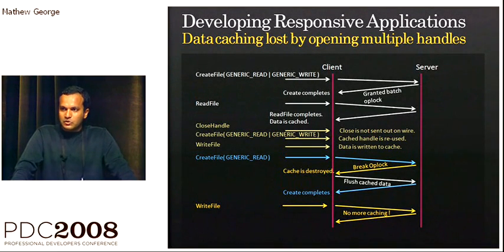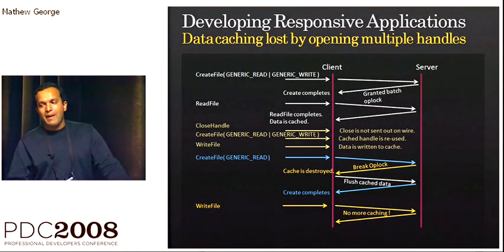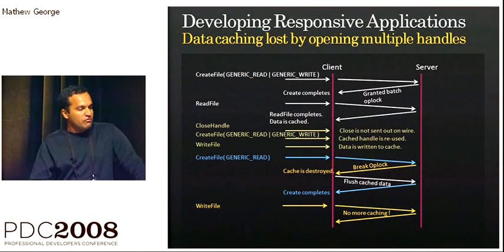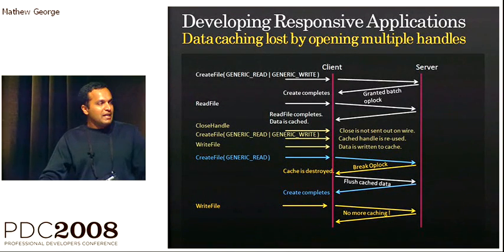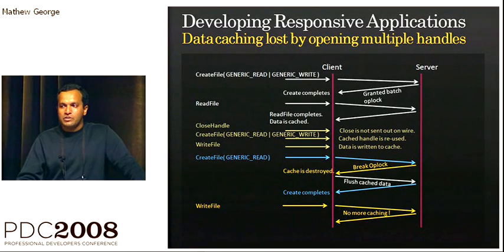And now let's say that it does a write. There's no more caching, so now your write goes out on the wire. So this is a classic case of 2 apps, or even the same app, opening 2 handles to the file and causing SMB to lose caching. So once you are in this situation, at the end of the sequence, you lose caching on the file, and every I/O is going to the server. So it gets really expensive.